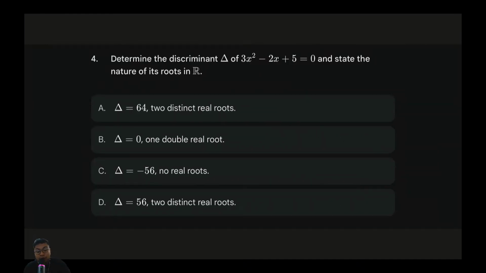Okay, for question 4, I think we need to determine the discriminant and state the nature of its roots in R. So in this case, they want us to find the value of the discriminant and then state the nature. So what is the nature of the roots according to the discriminant?